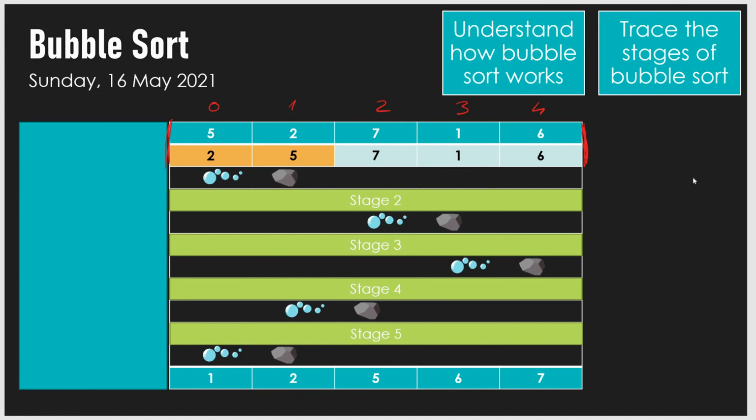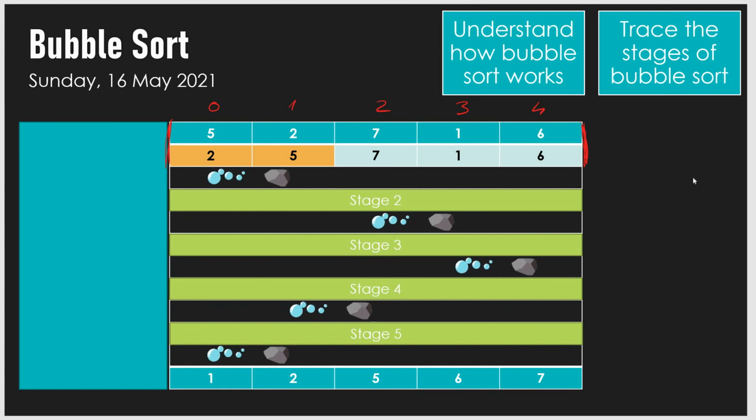Now once it has checked index 0 and 1, the next two indices that it is going to look at are 1 and 2. So 5 is not greater than 7, so 5 and 7 do not get swapped. They remain as they are, and you do not need to write a new line to state the same thing. Because the state doesn't change, you don't need to write a new line.